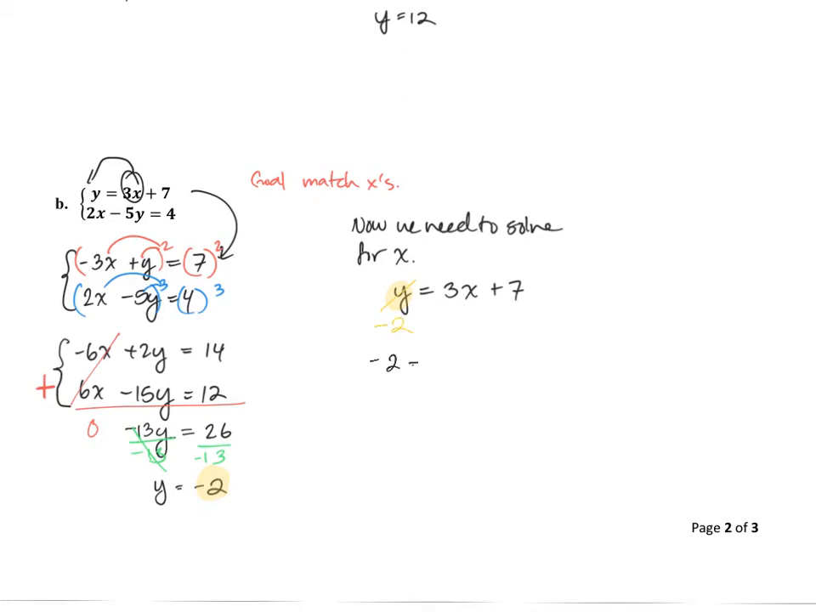So negative 2 equals 3x plus 7. Let's subtract 7 from both sides, sorry. And then we get negative 9 equals 3x. Ooh, it's going to divide perfectly. Divide both sides by 3, and we get negative 3 equals x.